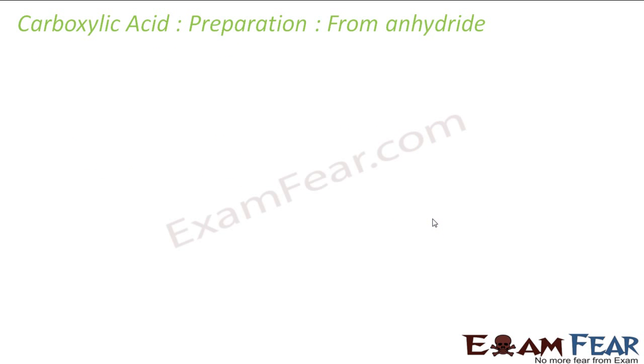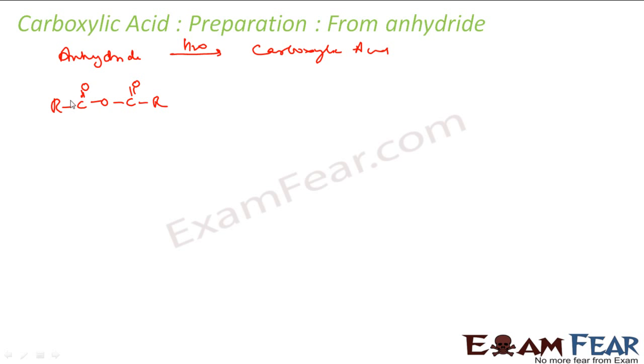The next is we'll try to prepare carboxylic acid from anhydride. Here also we'll do the same thing, we'll hydrolyze. So we'll have anhydride, a similar reaction, we'll do a hydrolysis and we'll get carboxylic acid. I'll show you an example. For example, I'll write you the general mechanism. This is, let's suppose, an anhydride.